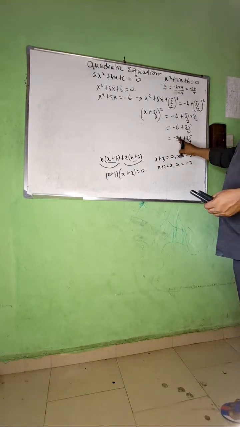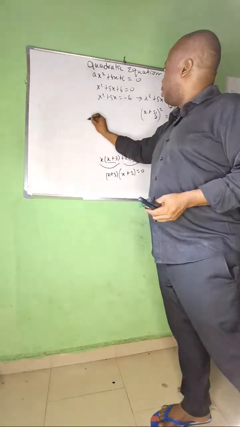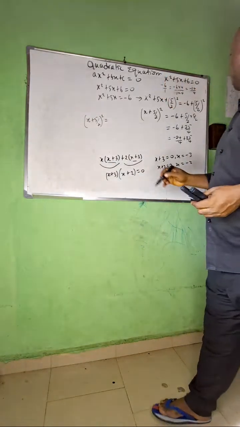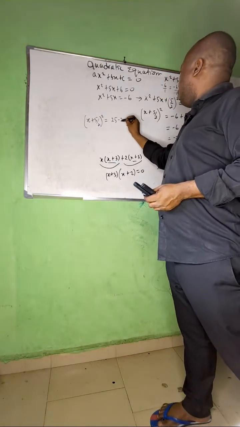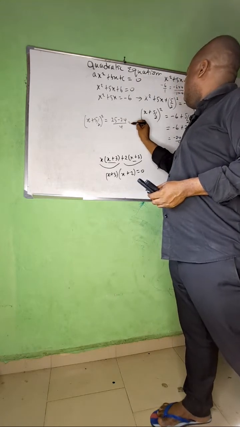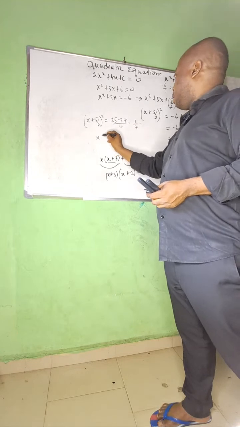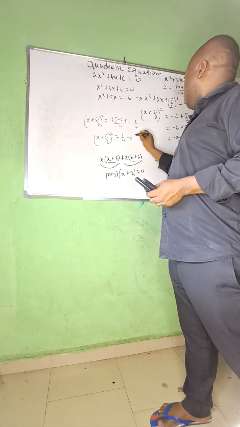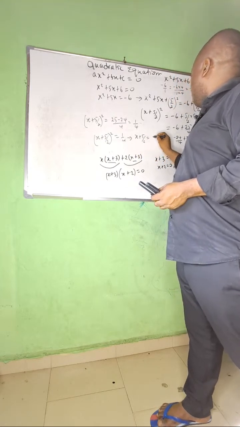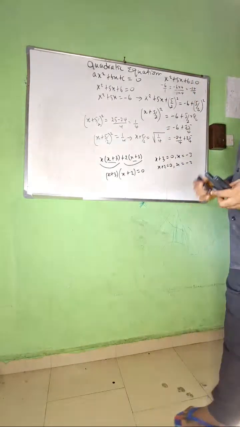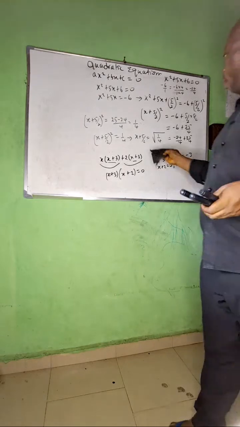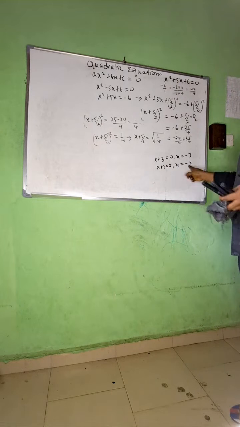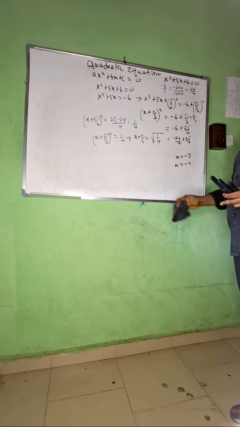So I have x plus 5 over 2 squared equals 25 minus 24 over 4. That gives me 1 over 4. So I'm having x plus 5 over 2 squared equals 1 over 4. Now we take the square root of both sides. I'm leaving the answer so that we can compare at the end of the day. We got x equals negative 2 and negative 3.